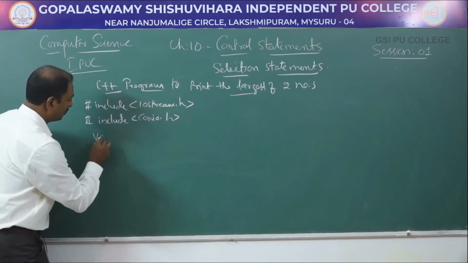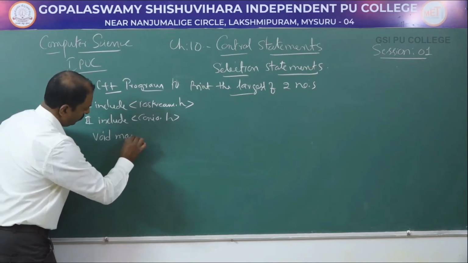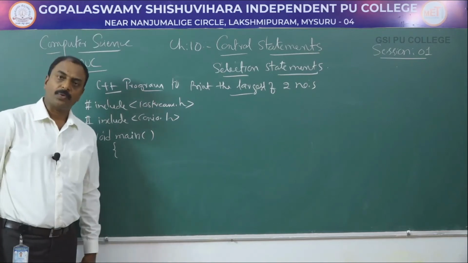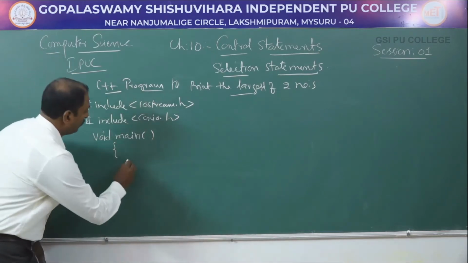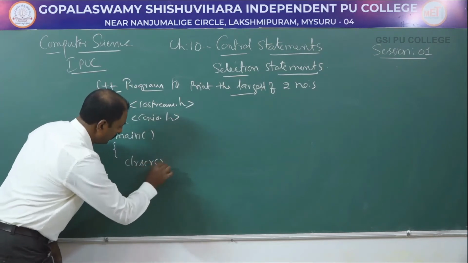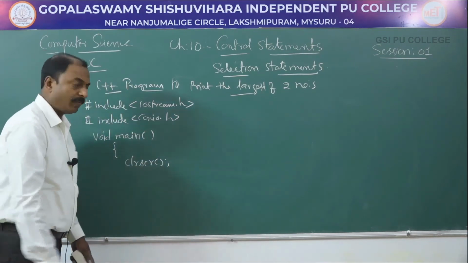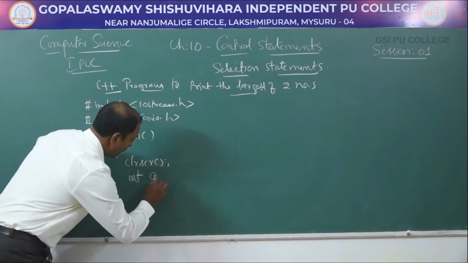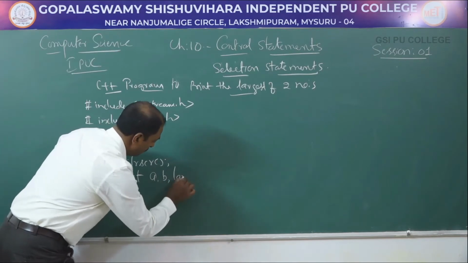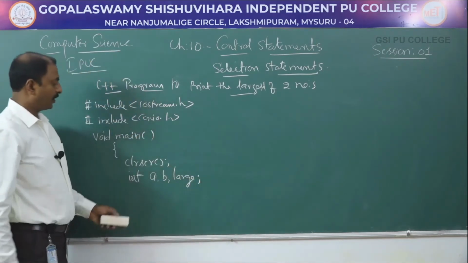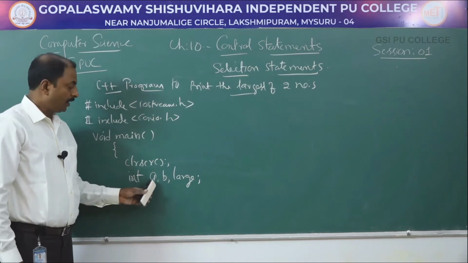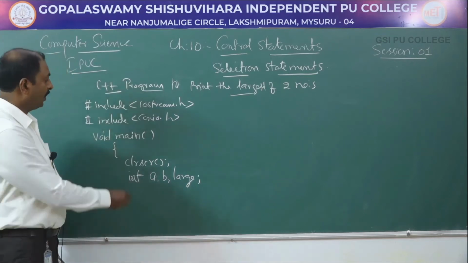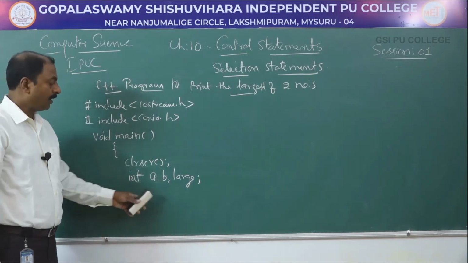Next the program starts with void main function, and inside this we have to write the programming statements. The first statement you can write as clrscr semicolon. Declaration of variables. Here declare variables int data type a, b and large semicolon. Here int is a data type, a and b are two variables, and large is also one more variable. Now we have to enter values for a and b.